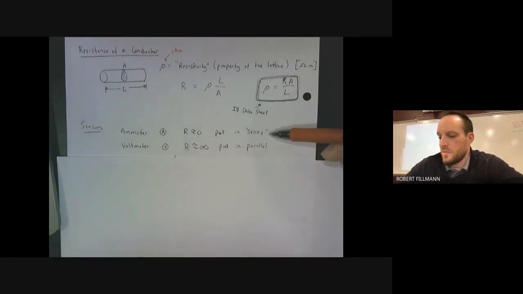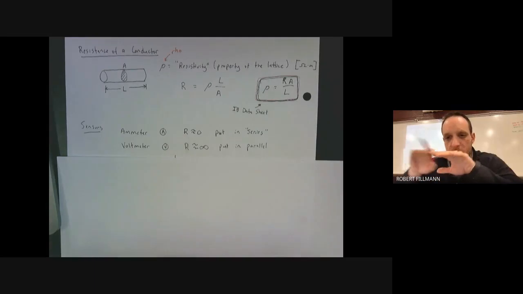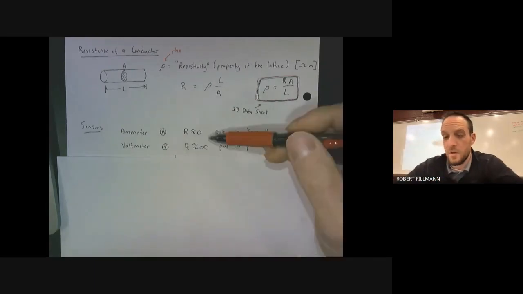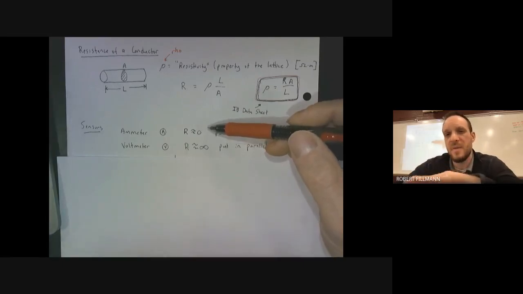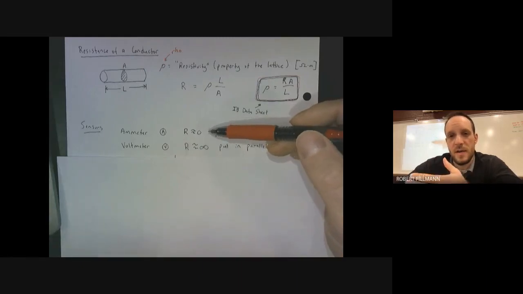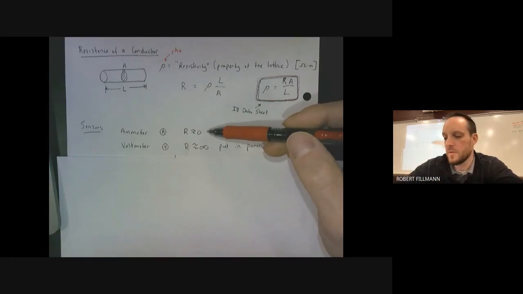Ammeters must always be put in series, which means in a row with the wire, because a good ammeter has almost no resistance at all. You want the current to flow through the ammeter because the ammeter is measuring the current, but you don't want the ammeter itself to slow the current down. So you need something that has a very low resistance and can just measure the current that's flowing through.